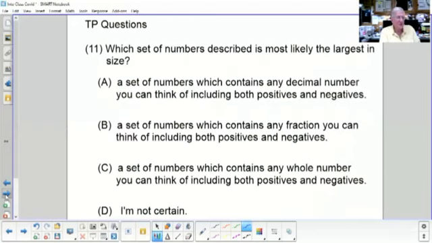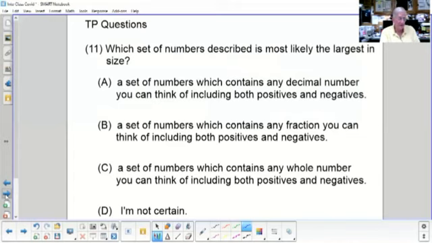Okay, which set of numbers described is most likely the largest in size? A set of numbers is a collection of the numbers, if you recall. Which of these sets do you think is the largest? A set of numbers which contains any decimal number that you can think of, including positive and negative numbers. A set of numbers which contains any fraction you can think of, including both positives and negatives. A set of numbers which contains any whole number you can think of, including both positives and negatives. And final answer is I'm not certain.